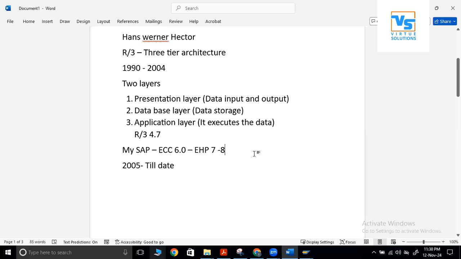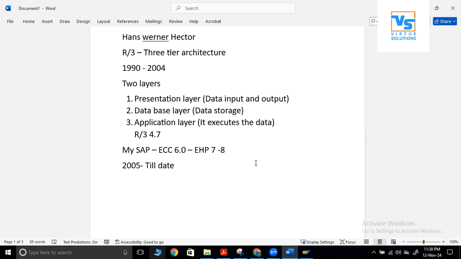See what happens. ECC 6.0, obviously, is a very successful version launched by SAP compared to all their other versions. But suppose in 2005 it came, then from 2005 till now, obviously, there are many changes in the market, right? So they have to adopt the changes, then only they can become successful. So this EHP concept came somewhere around 12 to 13 years back. This is called enhancement package.